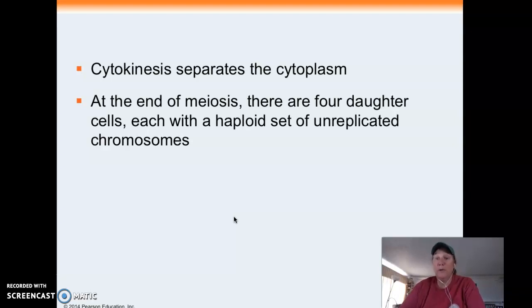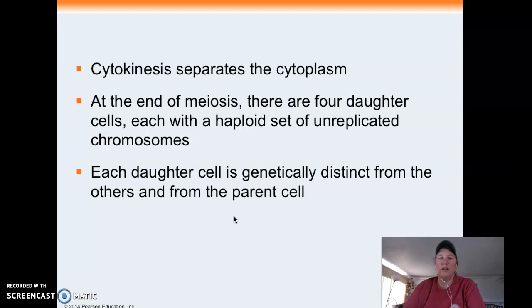And it's important. If we don't have half the number, there can't be any reproductive cells, because you need 46 full chromosomes, and if you have more or less, you're going to have issues. Again, we'll talk more about that when we talk about genetics. Each daughter cell is genetically distinct from the others, and from their parent cell.